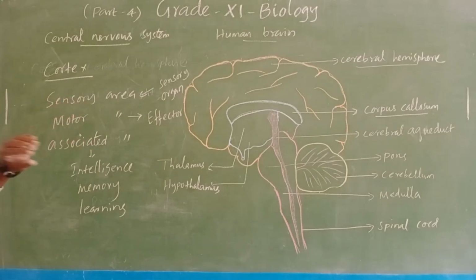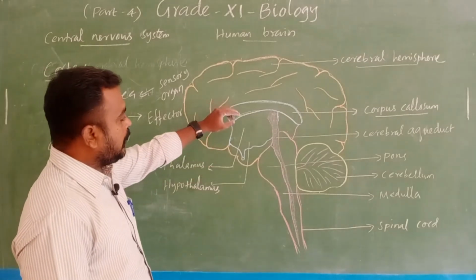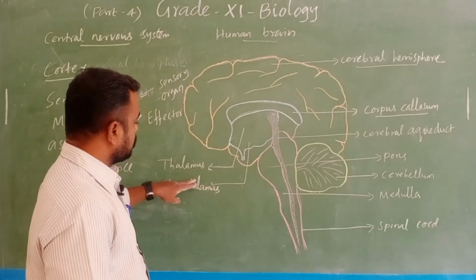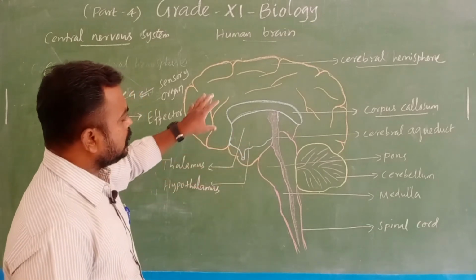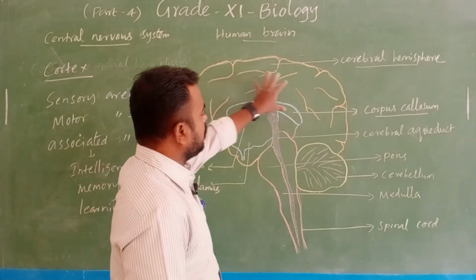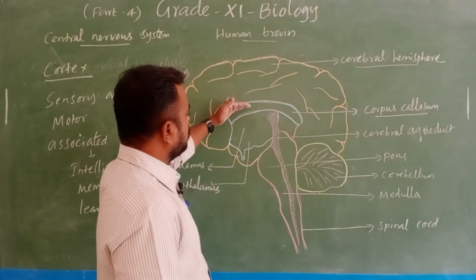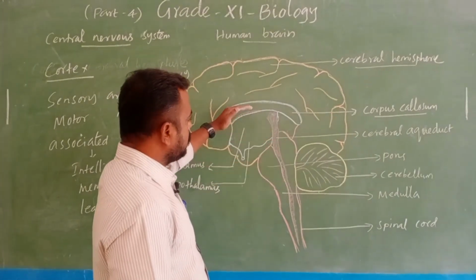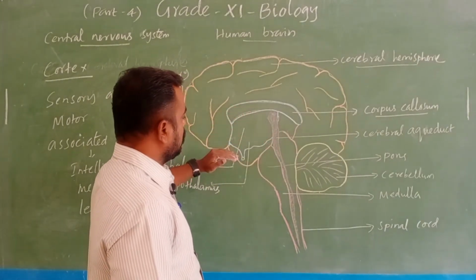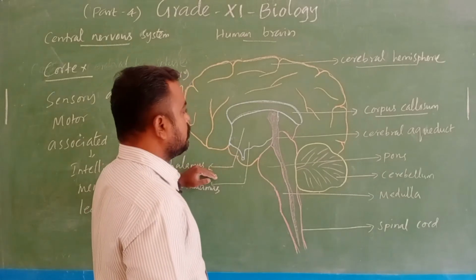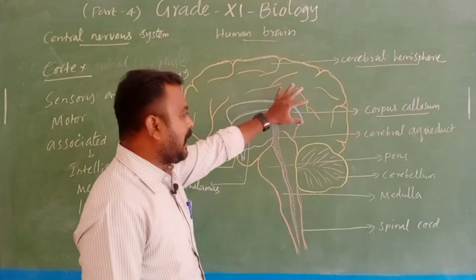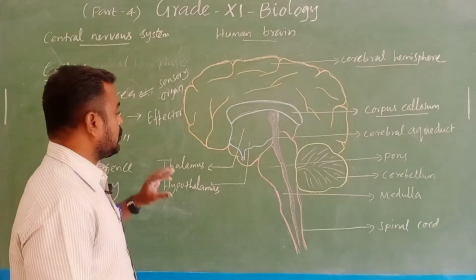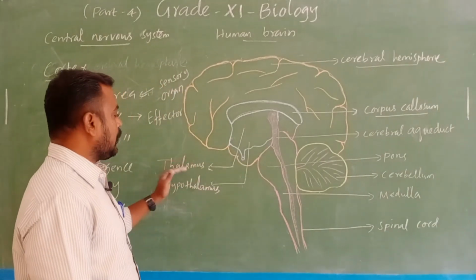Then after that we have the thalamus and hypothalamus. Okay, here you see the cerebrum is connected by one nerve sheath, that is the corpus callosum. Just below that the thalamus is present, which means the cerebrum wraps the thalamus, which means it covers the thalamus.